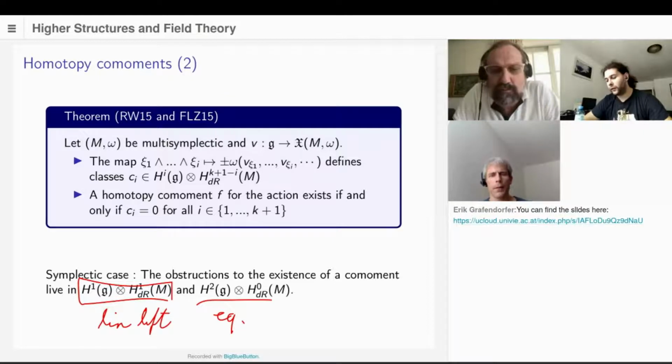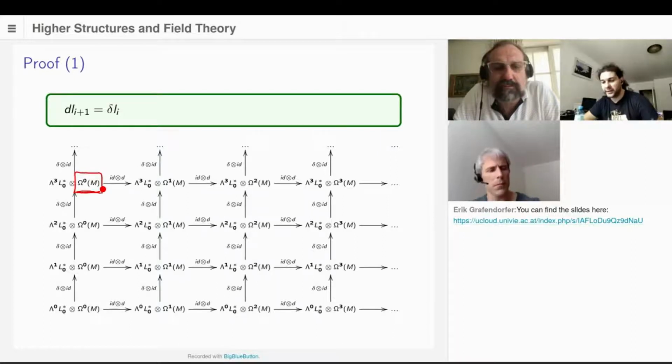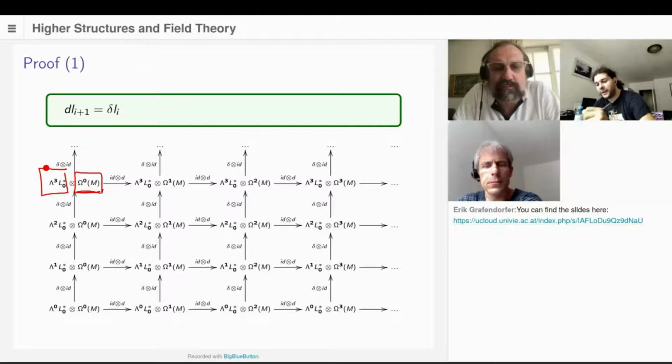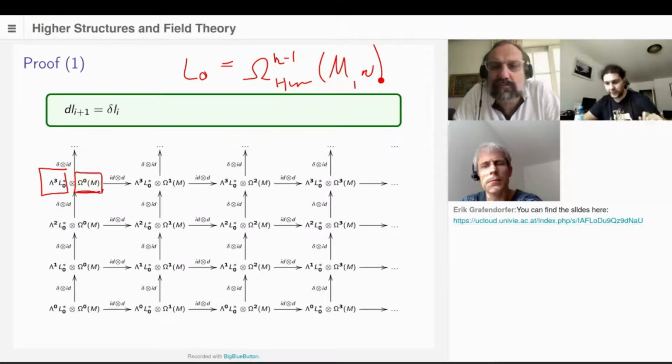Now, for the proof, we could look at the following diagram. I hope it is at least a little readable, where we have, as a second part, just components of the de Rham complex. And as the first part, exterior powers of L0 dual. I remind you that L0 was Omega^(k-1)_Ham of the manifold. So it was some k minus 1 forms, those which have a Hamiltonian vector field.